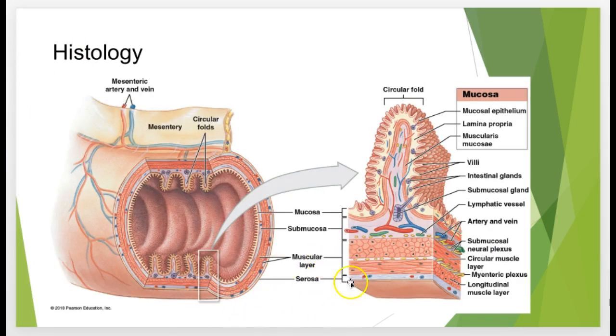Your last layer of the histology of your GI tract is the serosa. All right, this is the most external portion of your GI tract. It also contains blood vessels. It's more of our protection layer. Just wanted to throw that out. Please do note your 4 layers of your histology.